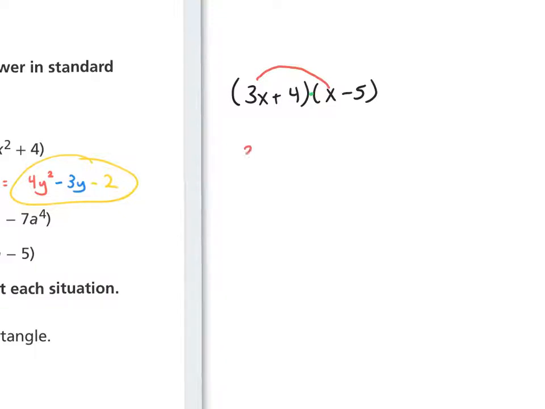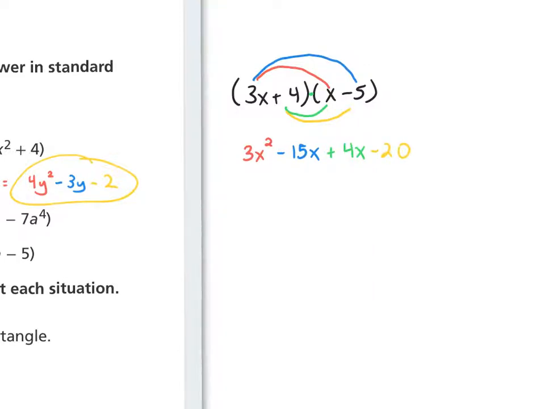3x times x is 3x squared. Now I distribute the 3x all the way to the next term as well, so we get a negative 15x. And now I do the second term. The positive 4 distributes to that x, so it's a positive 4x. And lastly, the positive 4 distributes to that negative 5, and we end up with a negative 20.